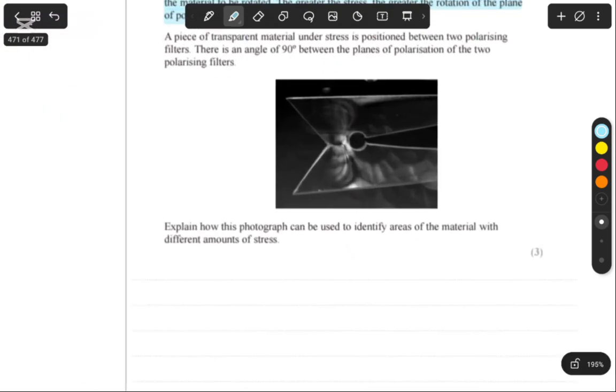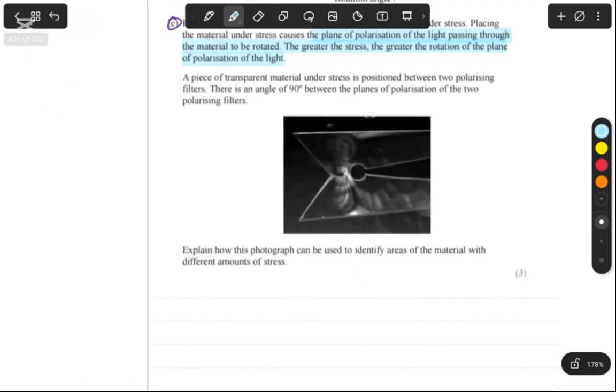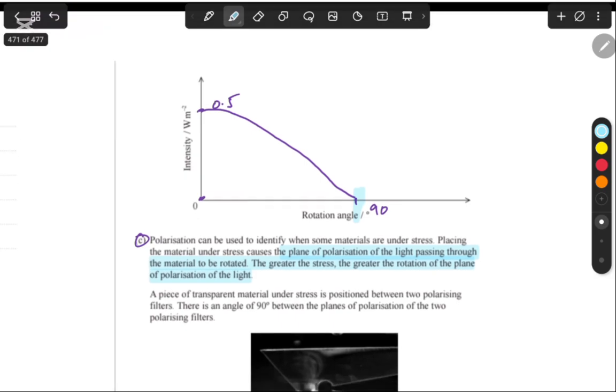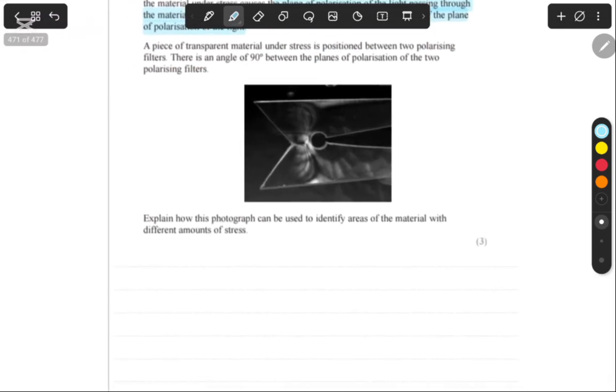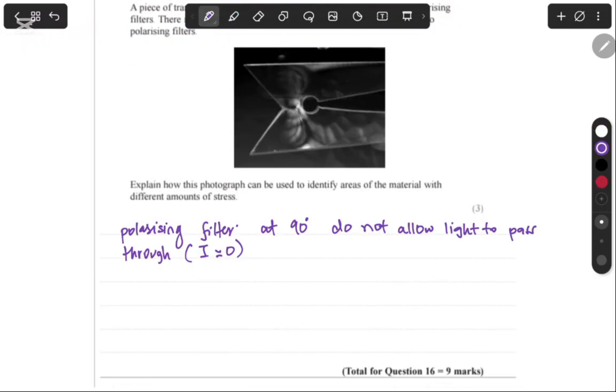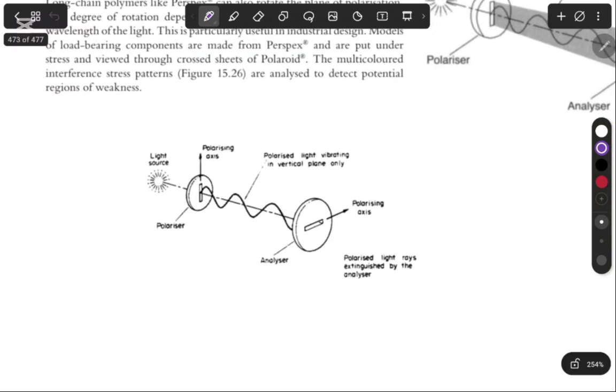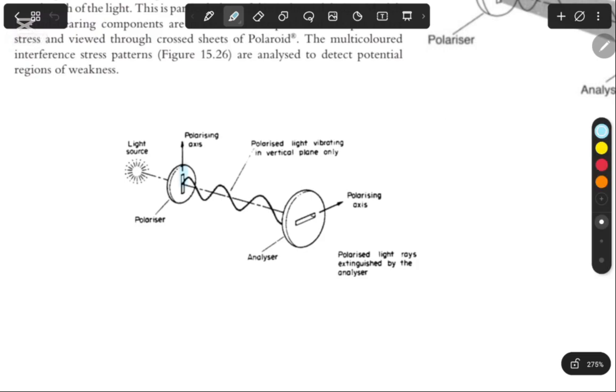Okay, now when both of the polarizing filters are at an angle of 90 degrees, we know that the intensity of light is going to be 0. Okay, so we can write that for 1 mark. So polarizing filters at 90 degrees do not allow light to pass through, so the intensity is going to be 0. So here I have a diagram to help you understand this. So we can see here that when both the polarizing filters are at 90 degrees to each other, no light is going to pass through.